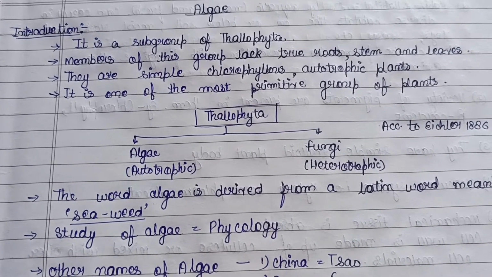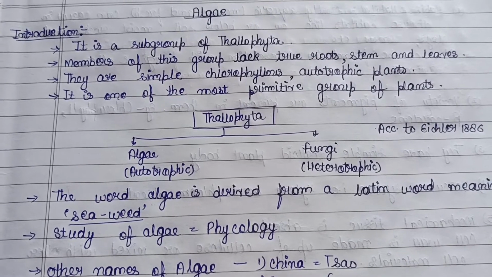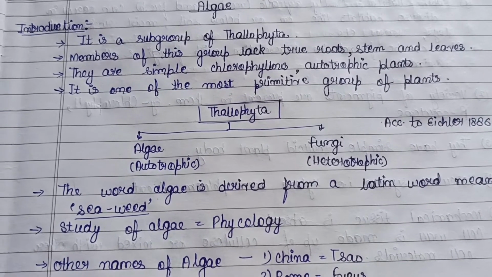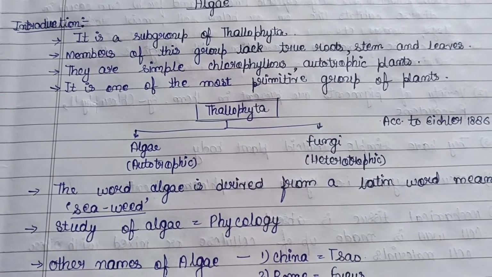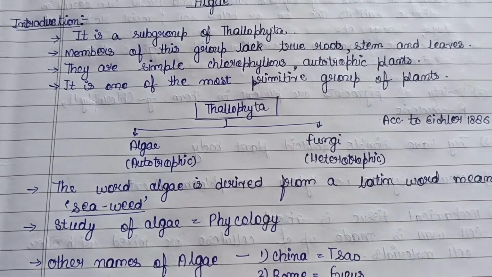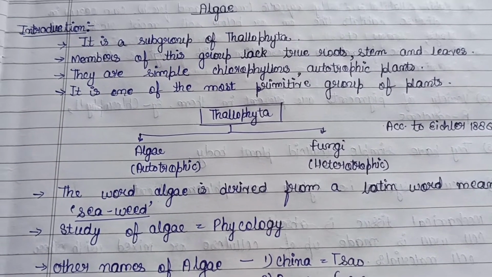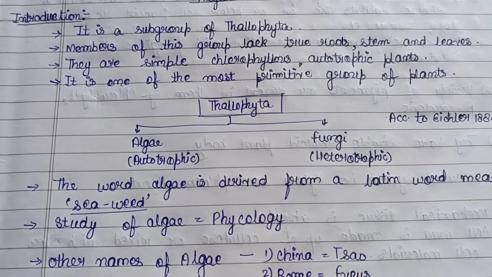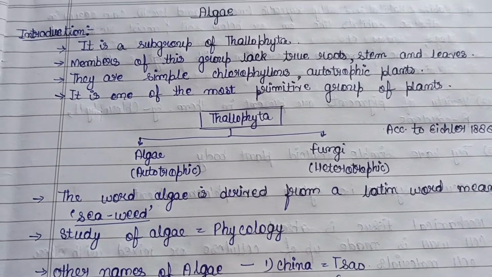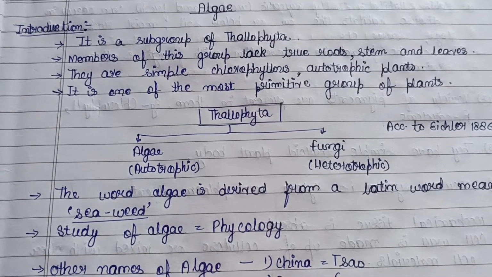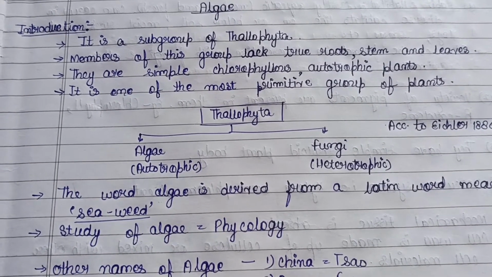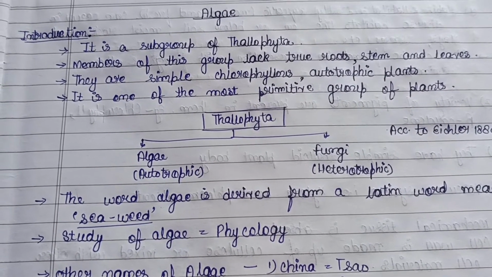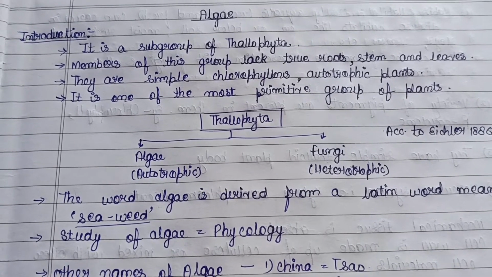They are simple chlorophyllous, that is they possess chlorophyll as a pigment, and autotrophic plants, as autotrophs are those that make their food themselves. So it is one of the most primitive groups of plants. Why? Because they are the first ones that appear in the series of the green plants that we can see.